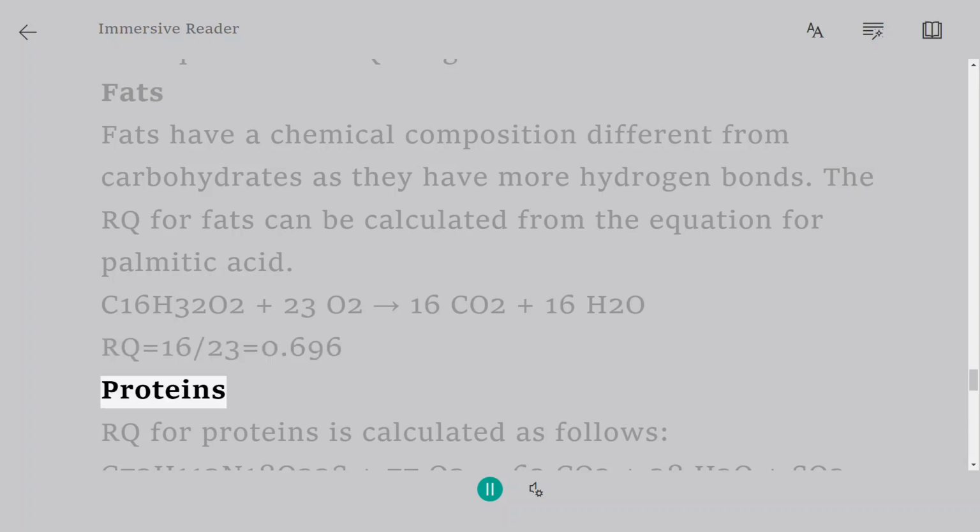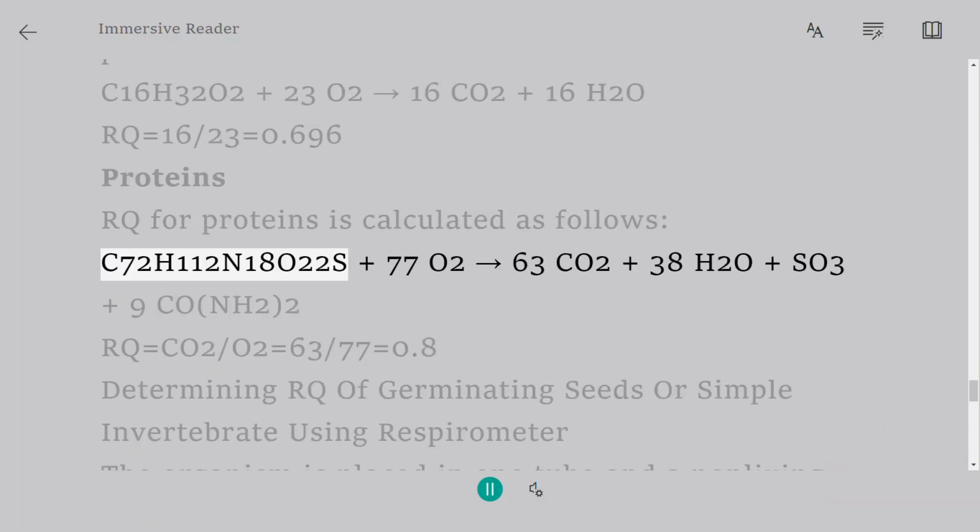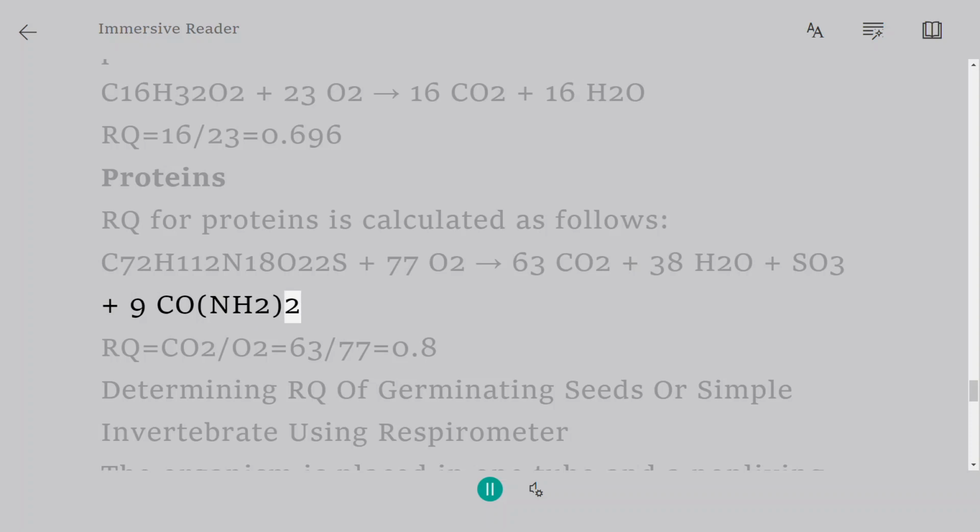Proteins. RQ for proteins is calculated as follows. C72H112N18O22S plus 77O2 gives 63CO2 plus 38H2O plus SO3 plus 9CO(NH2)2. RQ equals CO2/O2 equals 63/77 equals 0.8.